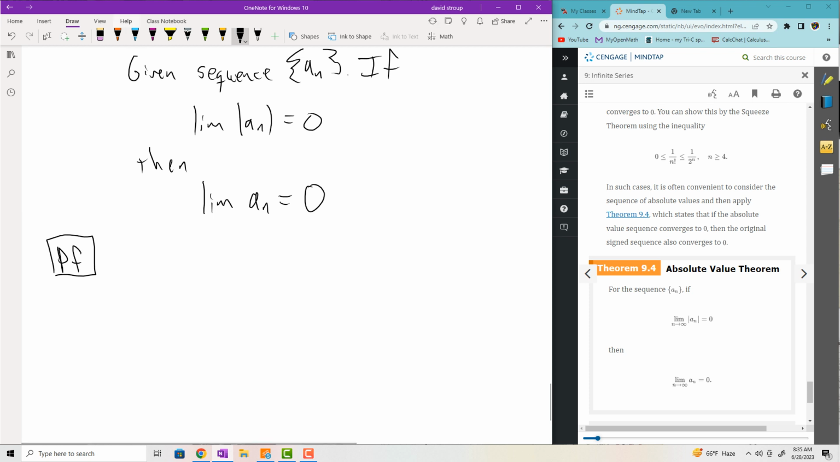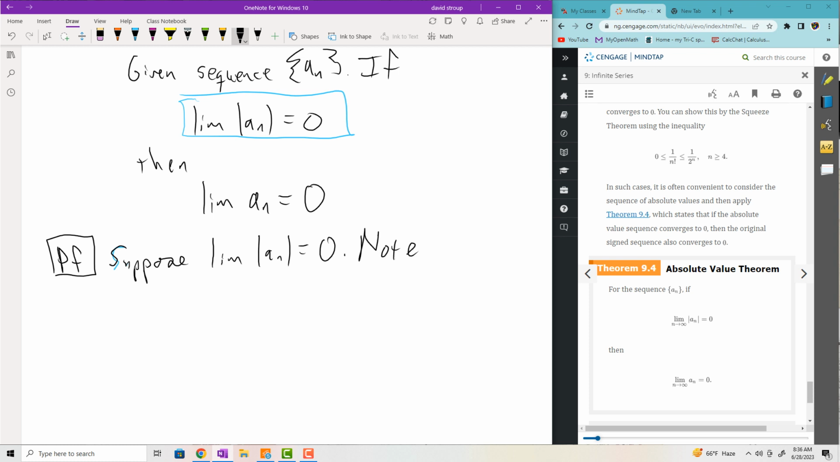Presume that this condition here, this given part. So suppose the limit of the absolute value of a sub n equals 0. And we can kind of use the squeeze theorem. We note that the sequence itself, a sub n, all of its terms are greater than or equal to the negative of the absolute value of its terms, and then less than or equal to the absolute value of the terms.